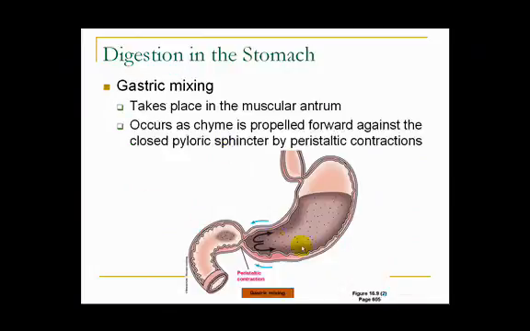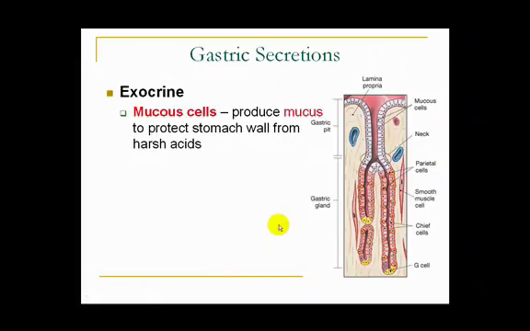So where most of the mixing occurs is in the muscular area of the stomach called the antrum, which is about right here. So you have really strong peristaltic contractions in this area, and it will push the chyme towards the pyloric sphincter, and then it kind of bounces back against that closed sphincter, and you get a mixing action. Now what you're mixing your food with in the stomach is a number of gastric secretions.